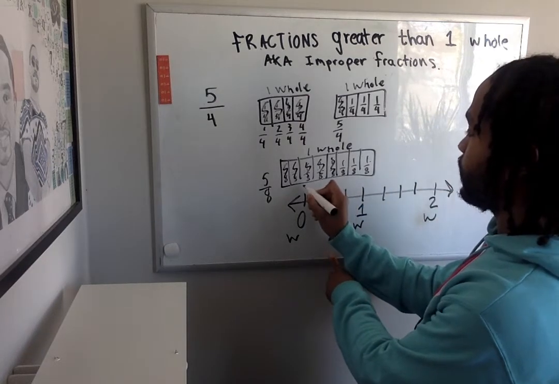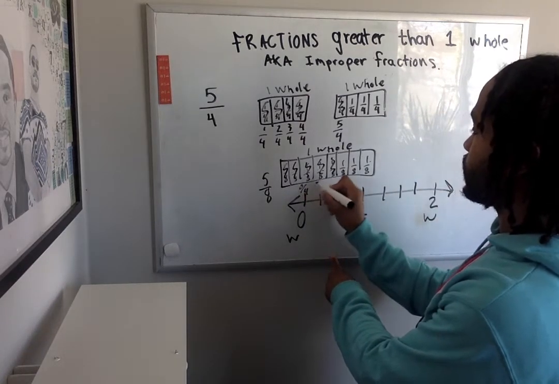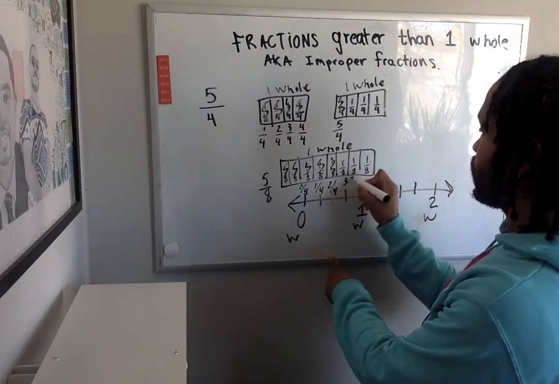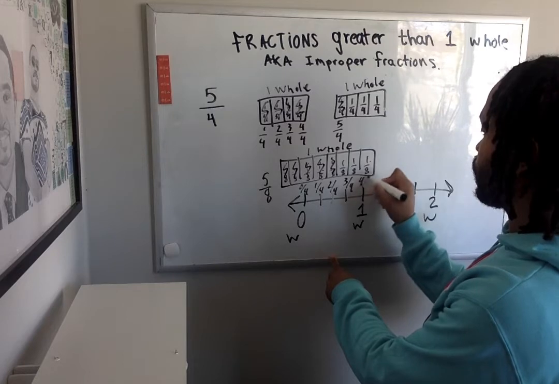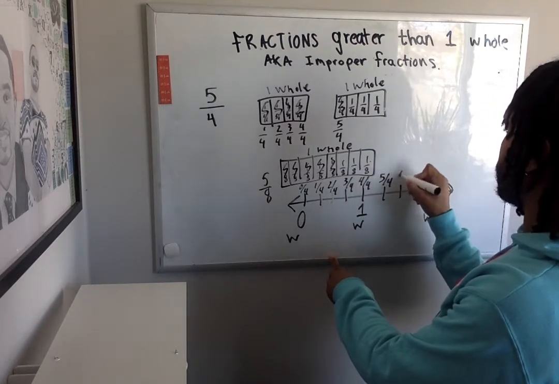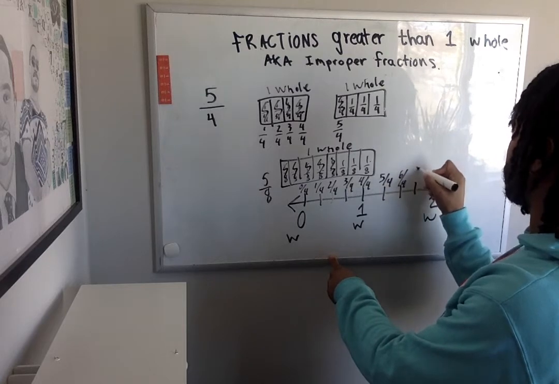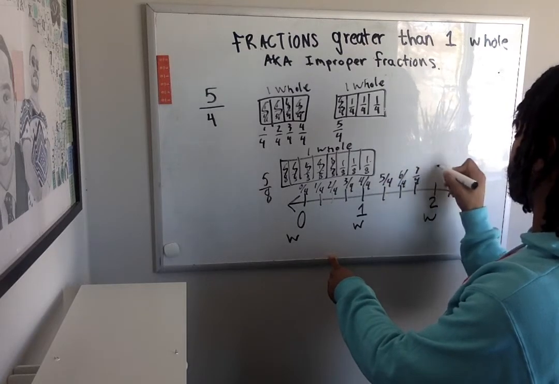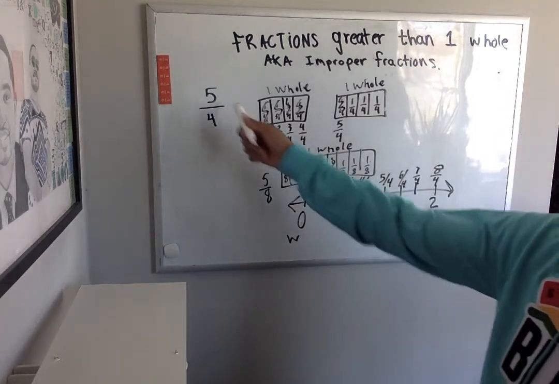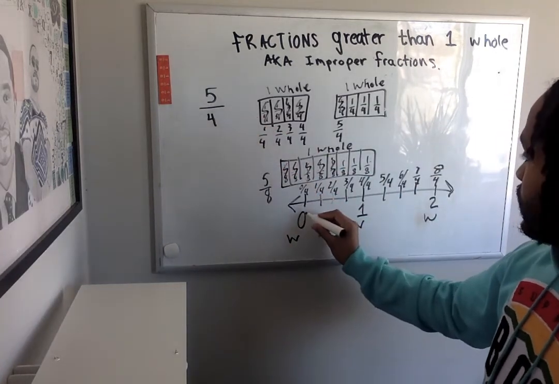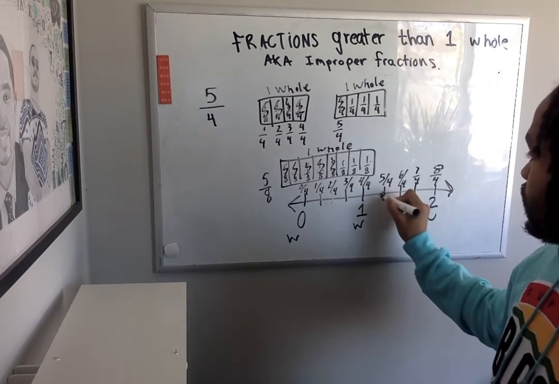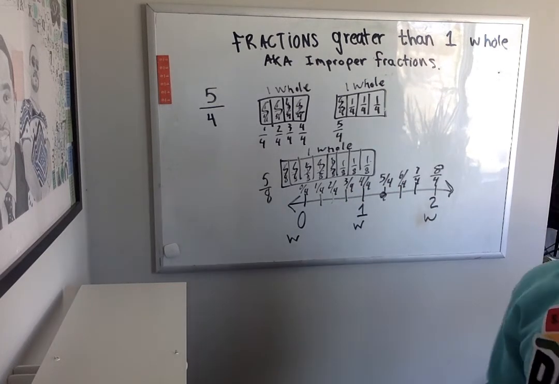And now I can even label it. 0/4, 1/4, 2/4, 3/4, 4/4, 5/4, 6/4, 7/4, and 8/4. And if I'm looking for 5/4, I know it's greater than one whole because 4/4 is one whole. So it'll be right there.